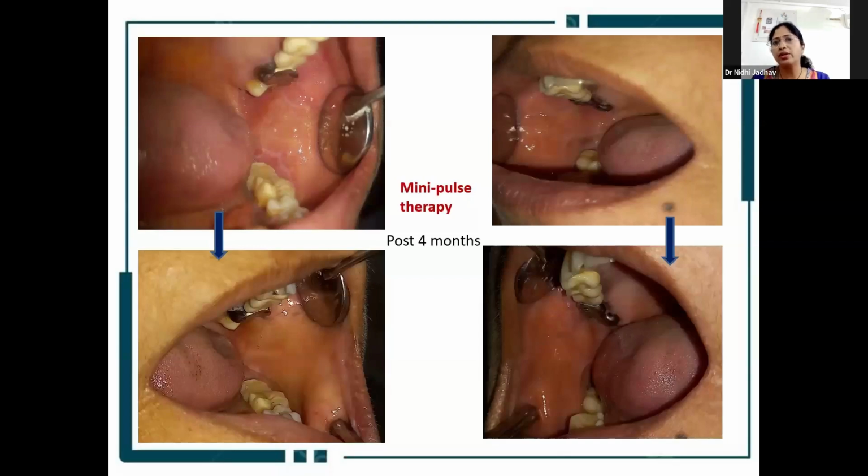Now here is a case of reticular lichen planus with a mild erosive form; after 4 months, good enough healing was obtained. Here, methylprednisolone 10 mg was used on 3 consecutive days per week, starting in the beginning, which was tapered down over the coming weeks.